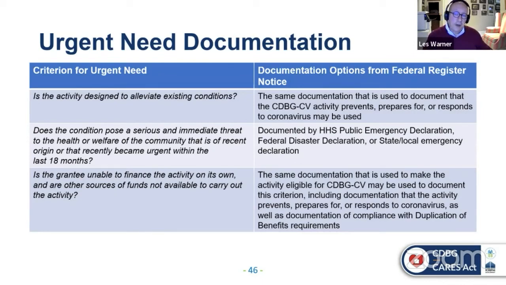First of all, we just reminded you that at least 70% of your funding has to be spent in conjunction with meeting an LMI national objective. And so you have a limit on how much urgent need you could use overall. But within the requirements for urgent need, there are 3 tests that essentially have to be met.